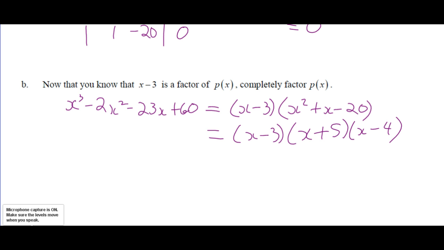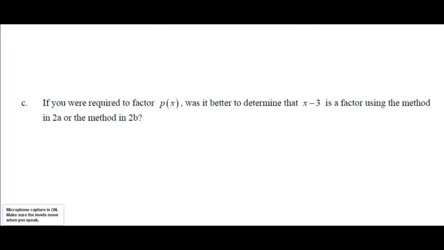You don't need to check the x minus 3. We did that, right? We've shown x minus 3 is a factor. We've shown, using the remainder theorem, that here's the other factor, right? I can find that other factor. If you're required to factor p of x, so the question said factor this cubic, right?